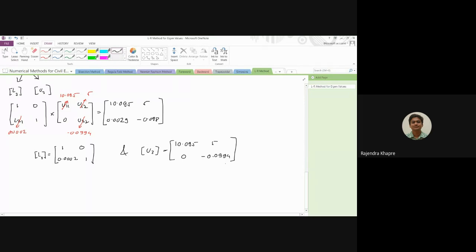Now we have the A matrix, we have generated the A1 matrix, we have generated the A2 matrix. Now we have to generate the A3 matrix. Your A3 matrix will be the product of U3 with L3. Let me write down the U3 matrix first: 10.095, 5, 0, minus 0.0994, multiplied by your L matrix, 1, 0, 0.123, 1. The lower-left entry is very close to 0. So this should give me the A3 matrix.